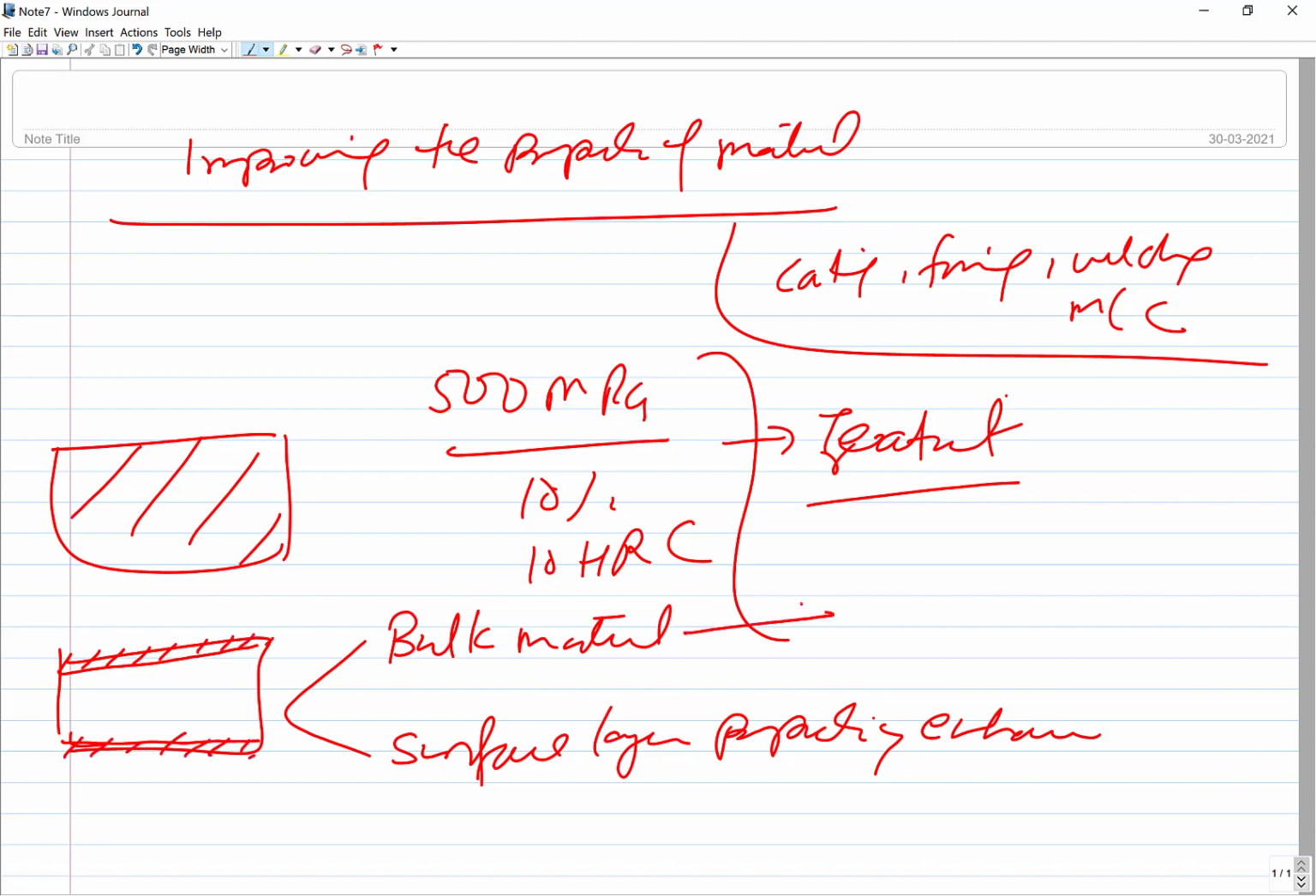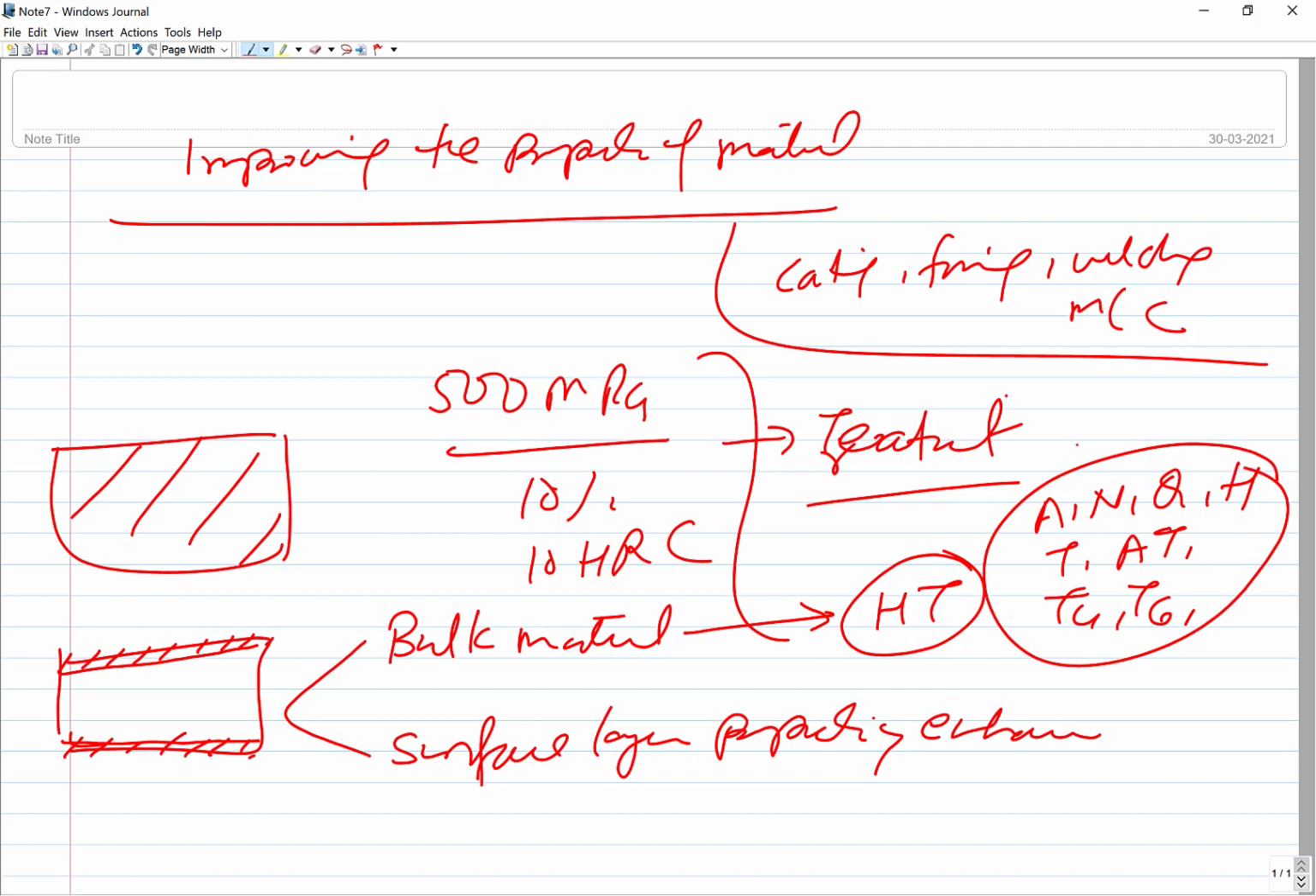Okay, so primarily in bulk material property enhancement, heat treatment is used. So there is a variety of heat treatments. Just to name a few, there is annealing, normalizing, quenching or hardening, tempering, cross tempering, etc. Then there is T4, T6 heat treatment. So depending upon the kind of metal systems, different heat treatments are given for bulk property enhancement.